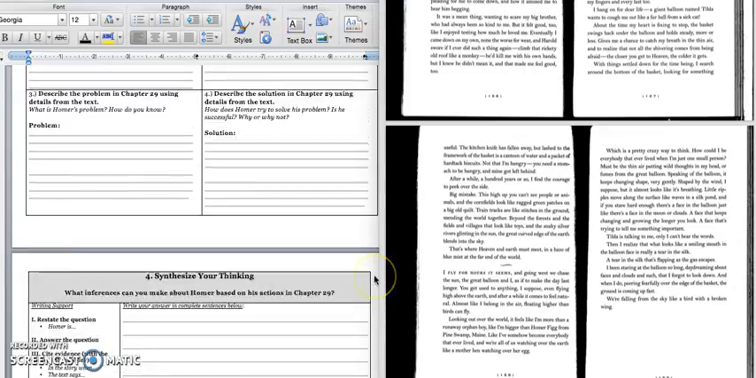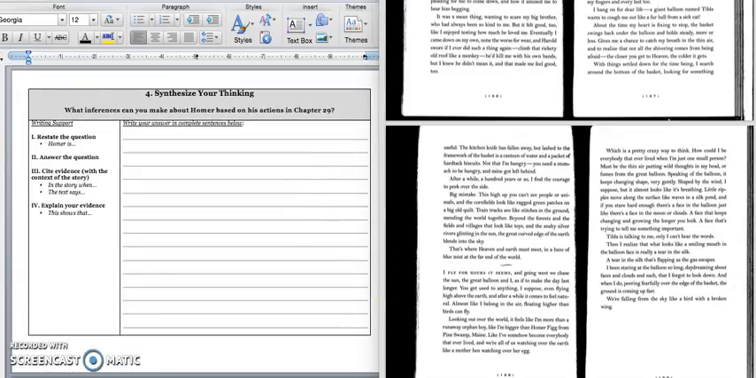Silently write down your answer for the solution, and then I want you to really think about what kind of person Homer is. He jumps into the hot air balloon. He doesn't know how to get out. What inferences can you make about Homer based on his actions in chapter 29? You have plenty of time to start your paragraph. Go ahead and get started.